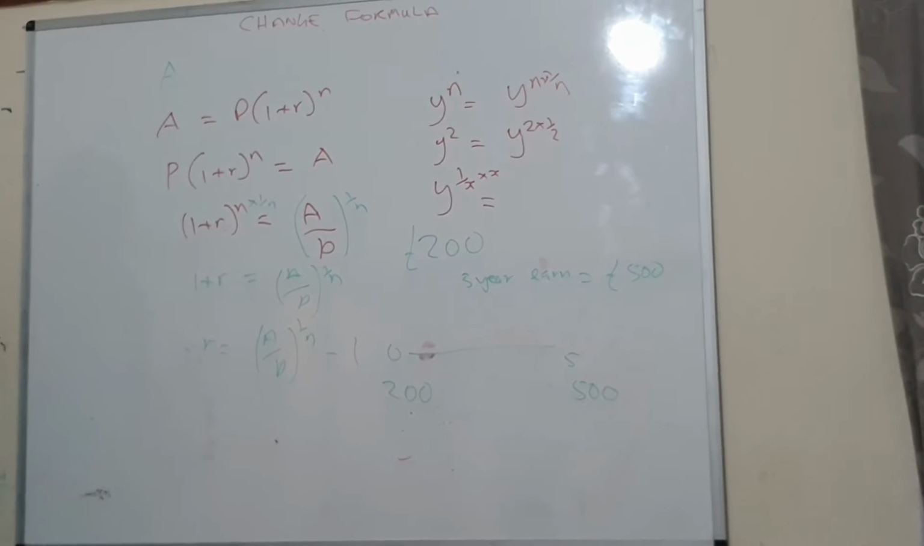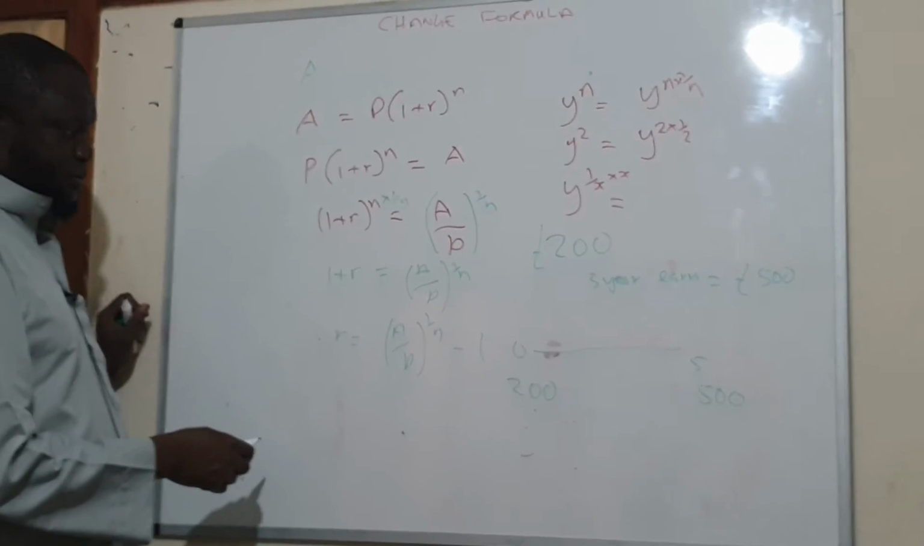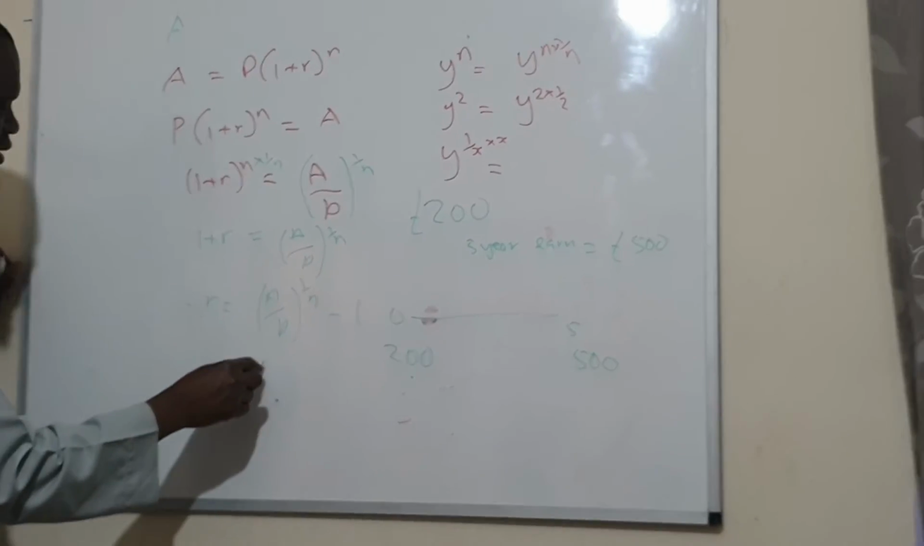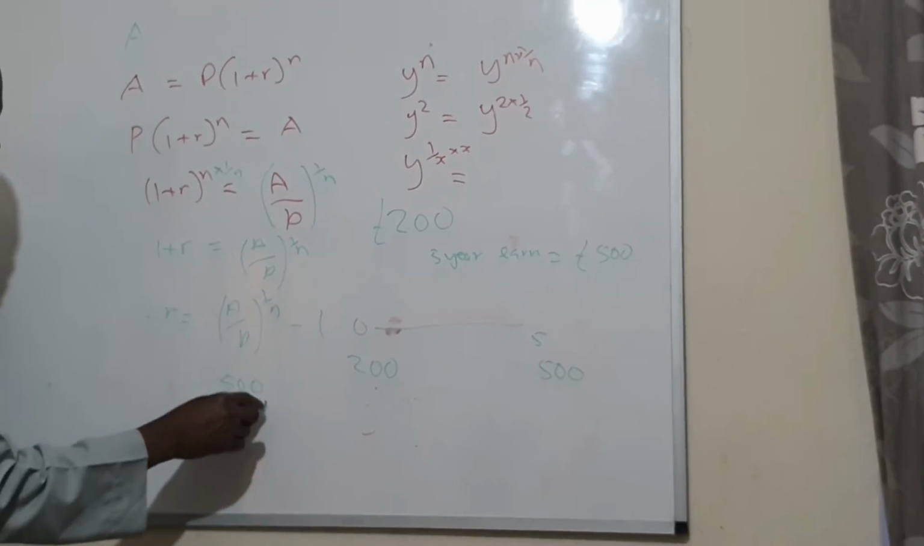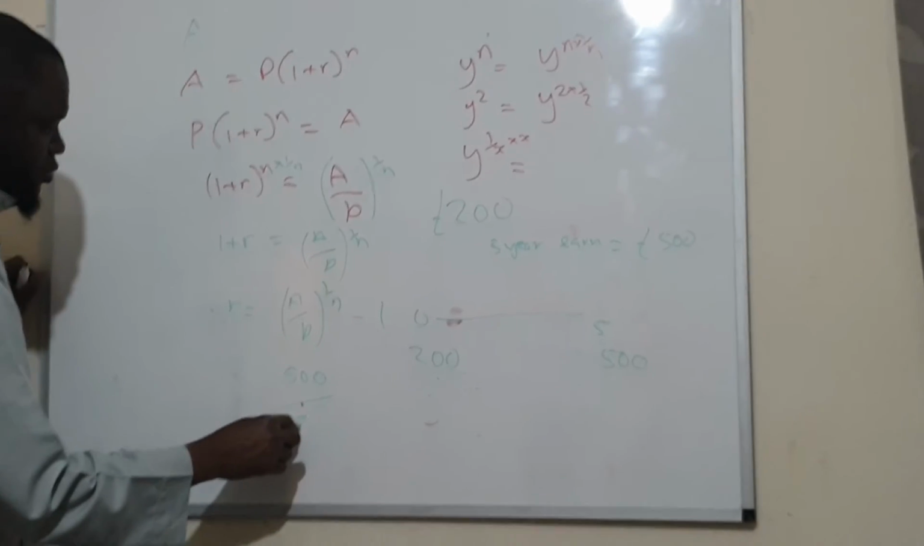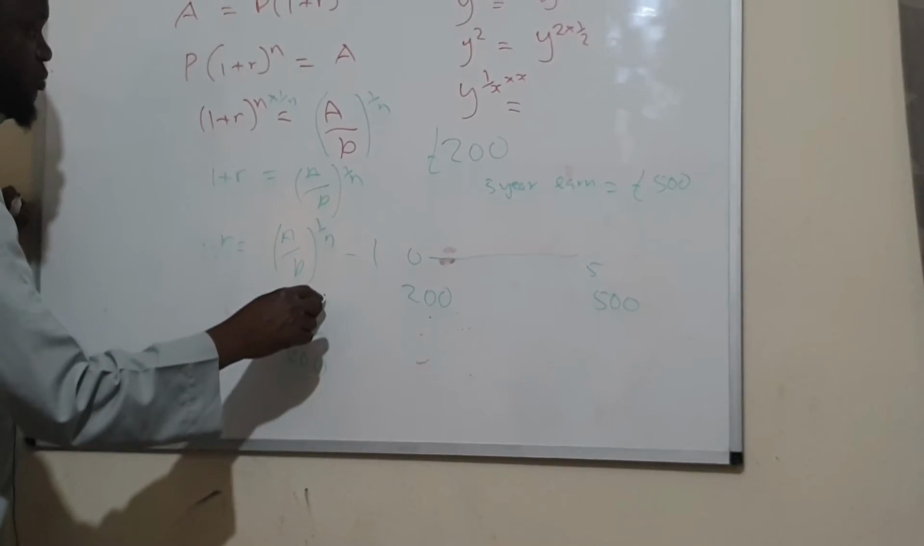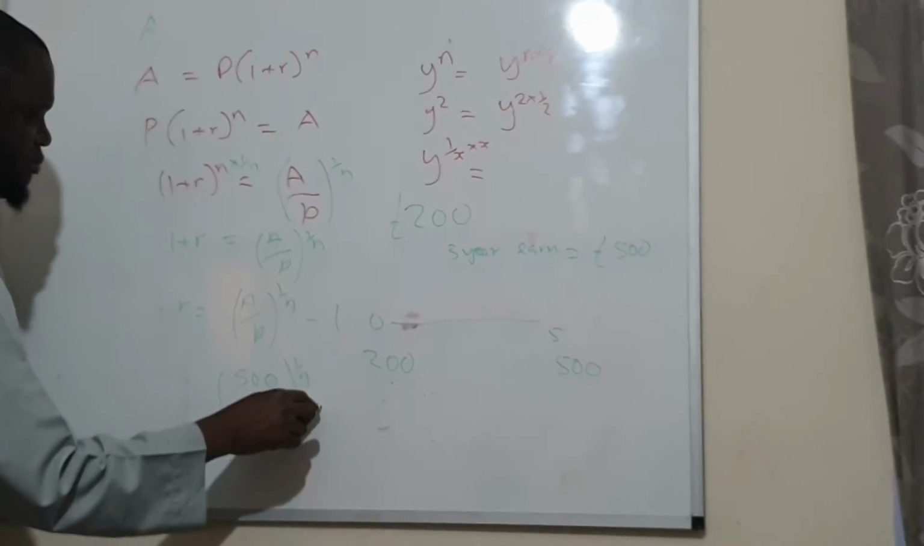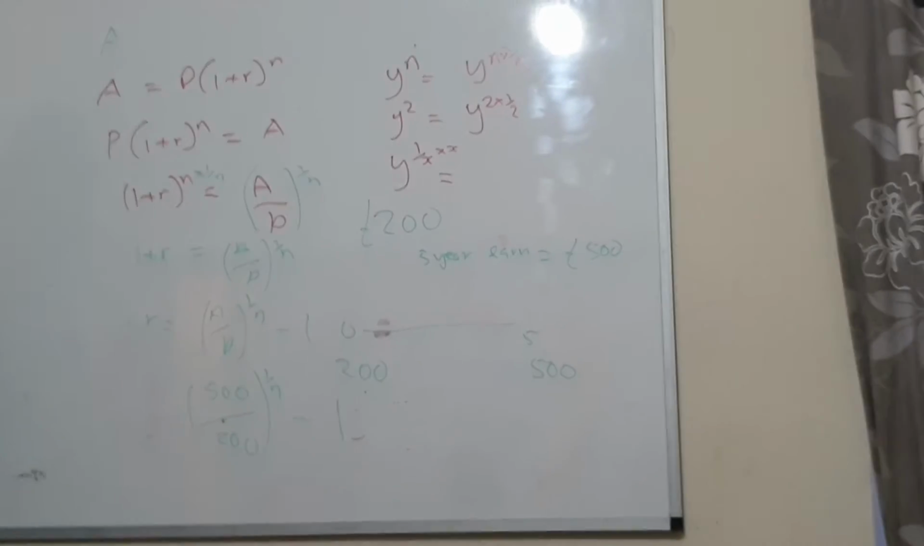That's what you want. So your A, which is what you want to get after 5 years, is 500. Your principal you should deposit is 200. It is to the power 1 over n, minus 1.